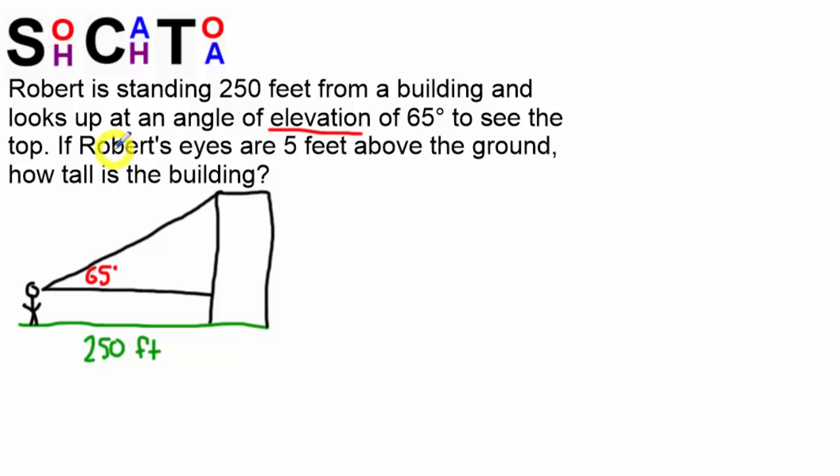Next, it tells us that Robert's eyes are 5 feet above the ground. So that would be like the gap between this line and the ground, or the height of the person, or this gap over here. Let's label it right by his eyeballs here, 5 feet. And then it asks us, how tall is the building? So our goal is to figure out the height of this building right here. I'm going to label that just right here. Let's call this h for the height.